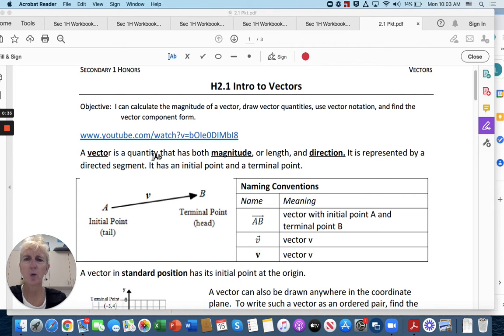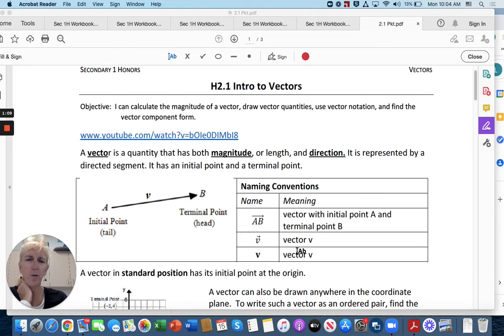A vector is a quantity that has both magnitude, or length, and direction. It is represented by a directed segment. It has an initial point and a terminal point. Here's the initial point, the tail. This is a V for vector, and this is the terminal point, the head, B. So, naming conventions. Here's the name and here's the meaning. AB with an arrow might look like a ray, but in this case it's a vector with initial point A and terminal point B.